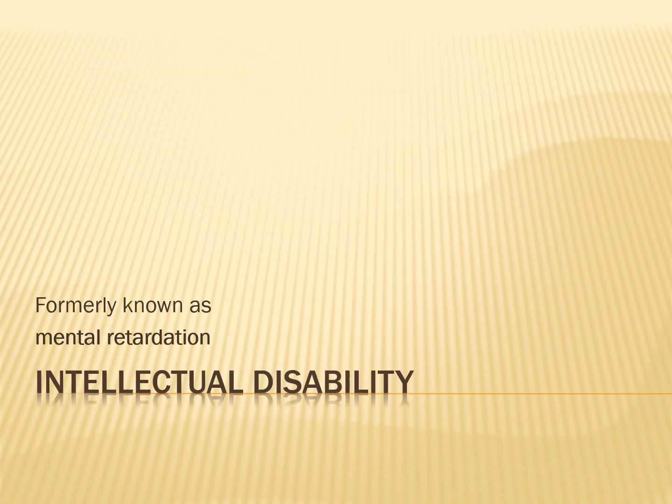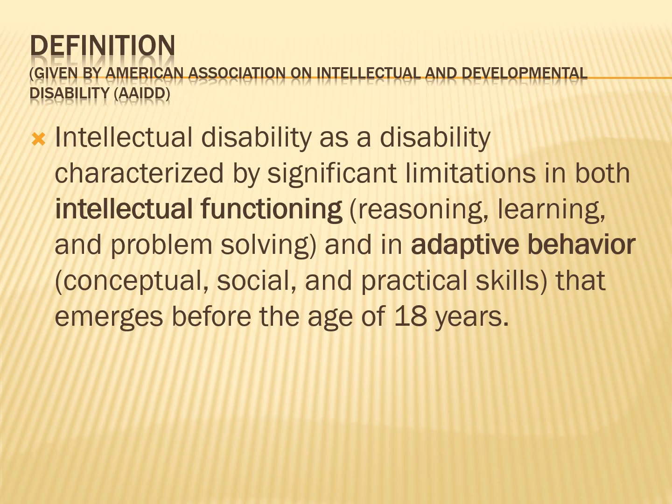Now we'll try to know one such neurodevelopmental disorder, which is intellectual disability, which was formerly known as mental retardation and is now called intellectual disability. What is intellectual disability? It is a disability characterized by significant limitation in two areas. One is intellectual functioning, the other is adaptive behavior. By intellectual functioning, we mean several cognitive functions such as reasoning, learning, problem solving, decision making. When it comes to adaptive behavior, it could be conceptual, social adaptive behavior, or practical skills.